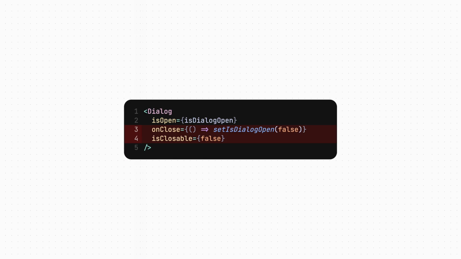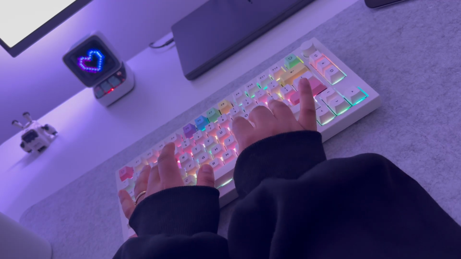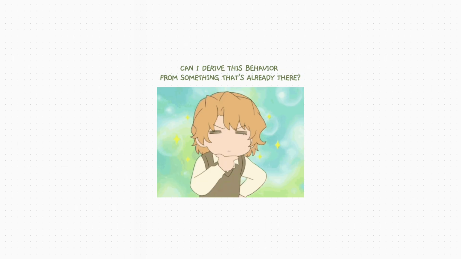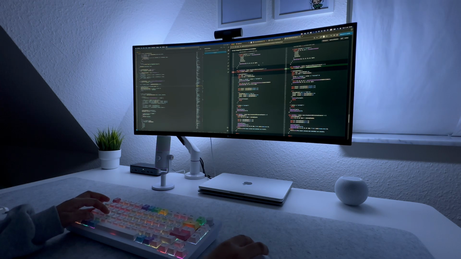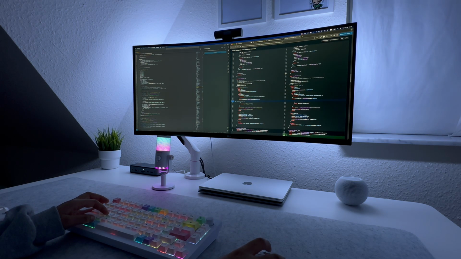onClose. If onClose exists, the dialog is closable. If it's not passed in, then it's not. Simple. You don't need the extra Boolean at all. So here's the takeaway. Before you add another Boolean prop to a component, ask yourself, can I derive this behavior from something that's already there? This one mindset shift can save your component API from bloating and make your code much easier to reason about.